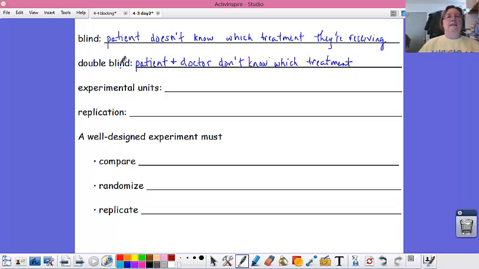Okay? Blind means the patient doesn't know. Double blind means the doctor doesn't know either. And again, that's a way for the experiment to be more fair so that the results are more accurate.